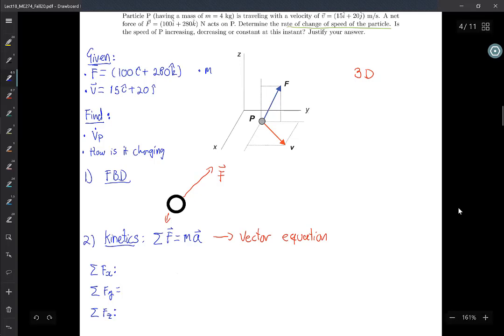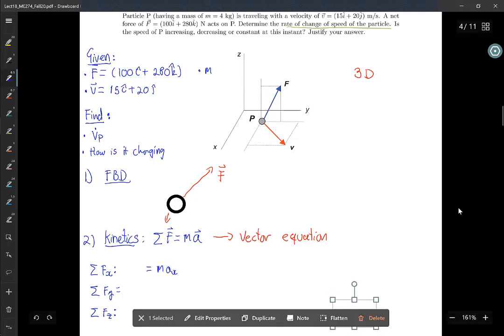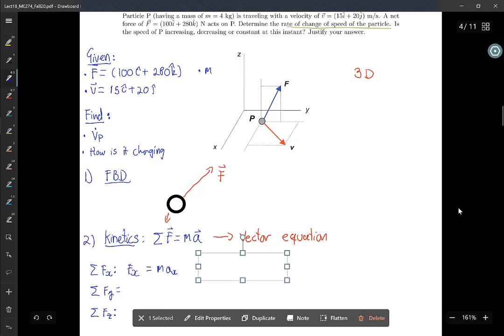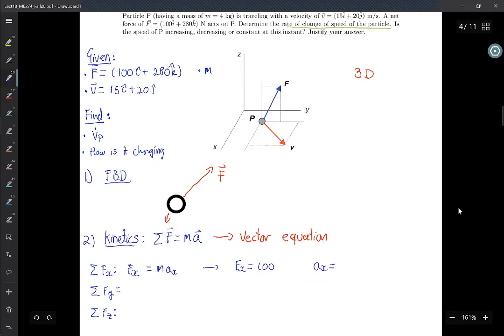So we have that the component of this applied force in the x direction is equal to the mass times acceleration, right? This is just Newton's second law. So we know that this is 100. So the acceleration is going to be that component, 100, divided by the mass.